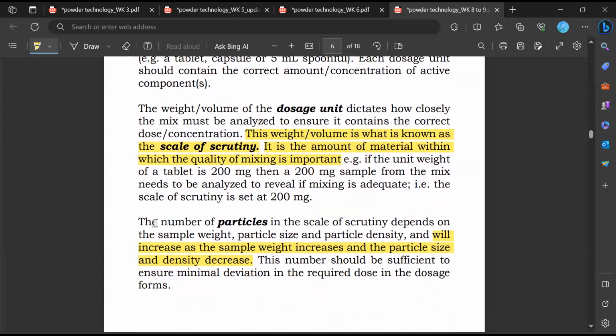Then when we're talking about the number of particles, it depends on the sample weight, particle size, and particle density. The number of particles increases when the sample weight increases and when the particle size and density decrease. So when you want to increase your number of particles, you increase the sample weight and you decrease the particle size and the density of the particle.